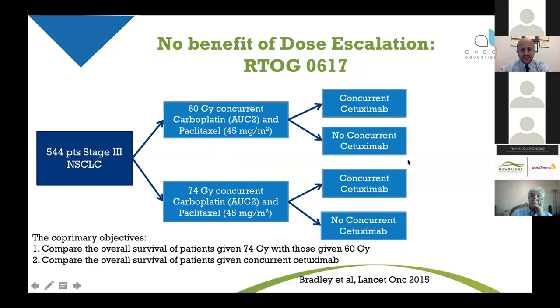Now, in this study, we were hoping to improve the oncologic outcomes by increasing the radiotherapy dose, the RTOG 0617. In this study, 544 patients were randomized to 60 gray radiotherapy concurrent with carboplatin and paclitaxel, arm one, and arm two, the same chemotherapy was used with a dose-escalated radiotherapy to 74 gray. And there was a second randomization for the use of concurrent cetuximab.